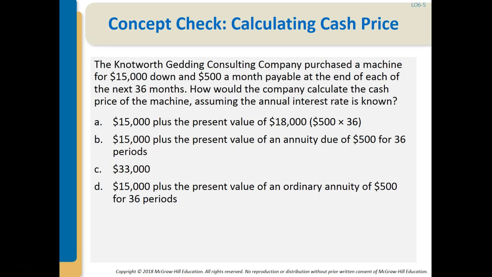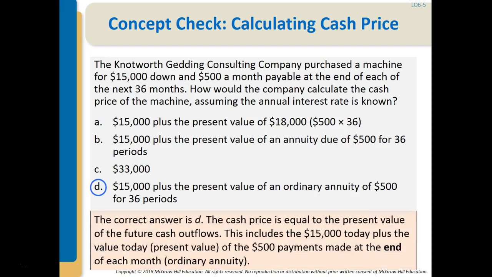Remember, this $500 is going to be paid at the end of the next 36 months. So the $15,000 is paid down right away. The correct answer here would be D, because it's the present value of an ordinary annuity of $500 for 36 periods. Remember, the $500 gets paid at the end of each of the 36 months, not at the beginning. If it's at the beginning, it would be an annuity due. At the end, it's an ordinary annuity.